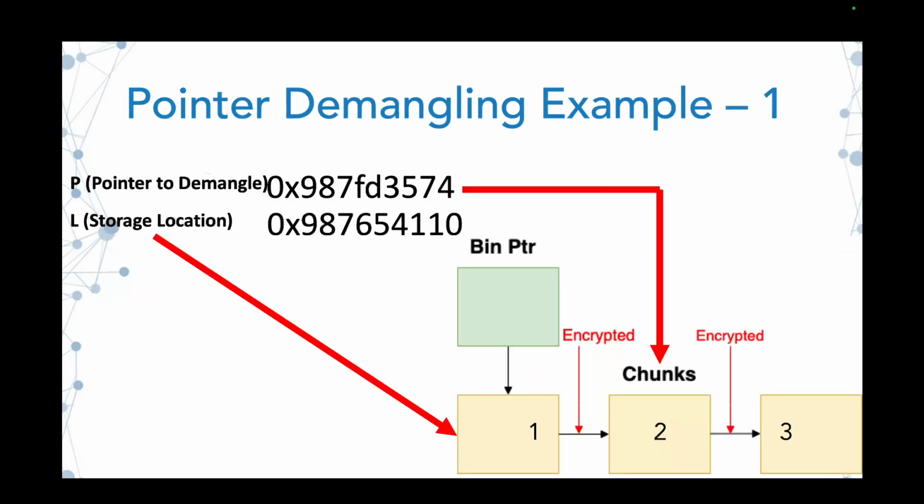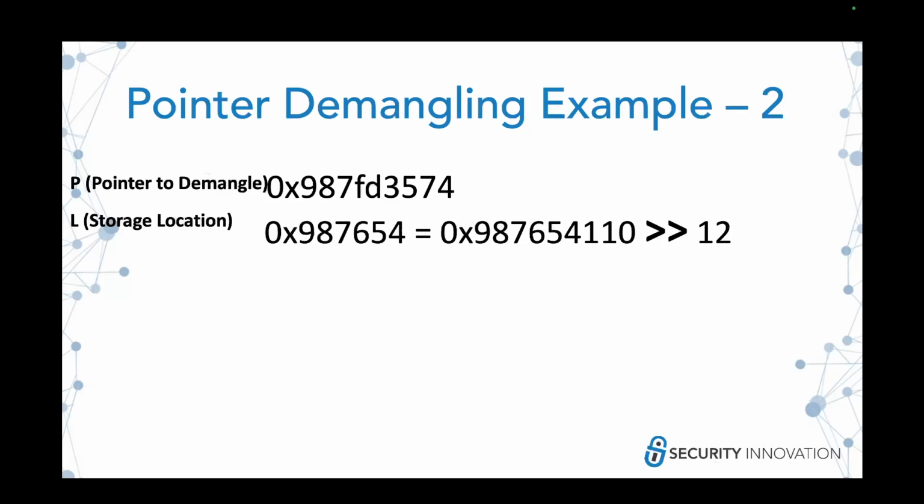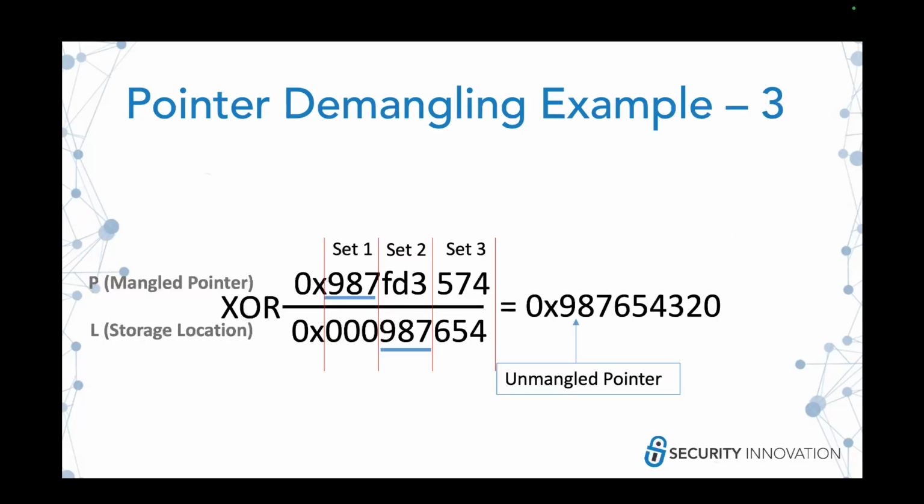The demangling is the exact opposite. Nice thing about XOR is that it goes in both directions as long as you use the same values. So we're going to shift the storage location, and then we're going to XOR it by the same values, except we're going to take the mangled value and XOR that by the storage location. And now we get back the same pointer we originally started with, which is awesome.